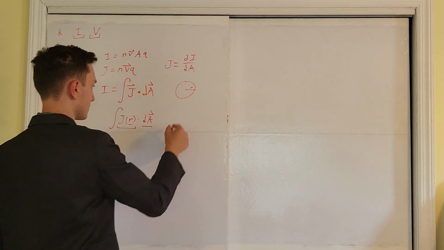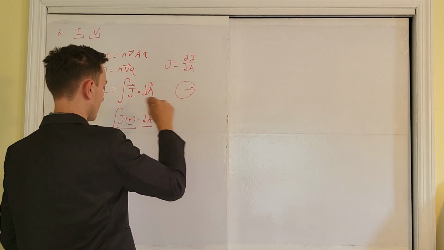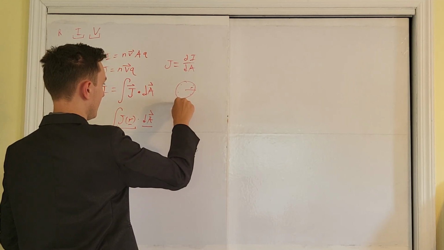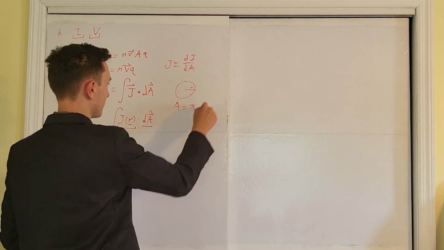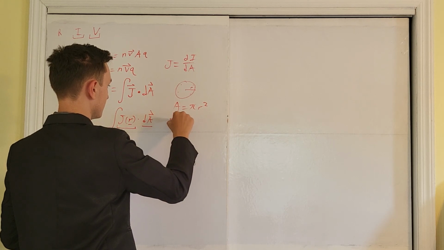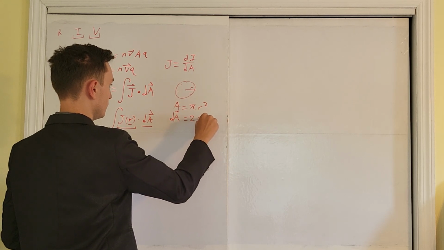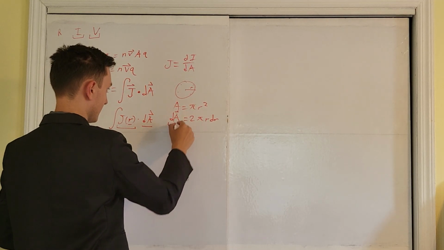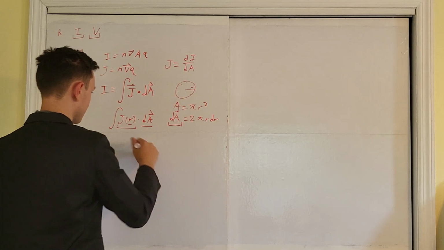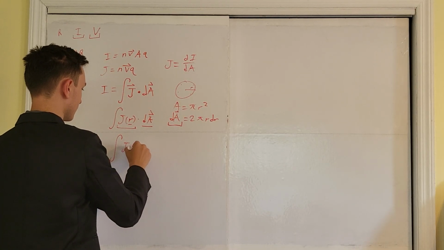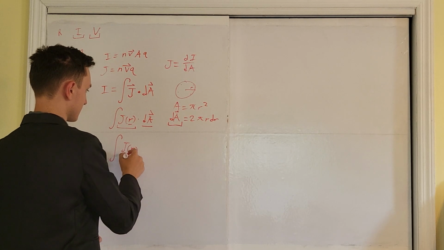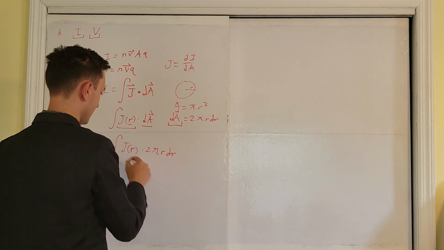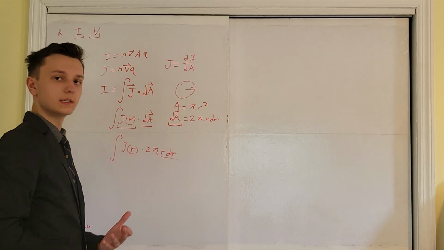Of course, if we're dealing with a circle, we know that the differential area of a circle must be derived from the area of a circle. Area equals pi r squared. So if we differentiate both sides, the area differential equals 2 pi r dr. Now that we have the area differential, we can substitute that back into our integral and integrate our current density as a function of r dotted with 2 pi r dr. And now we have our variables that agree, so we can integrate freely.